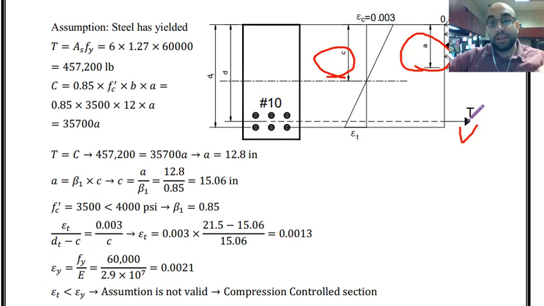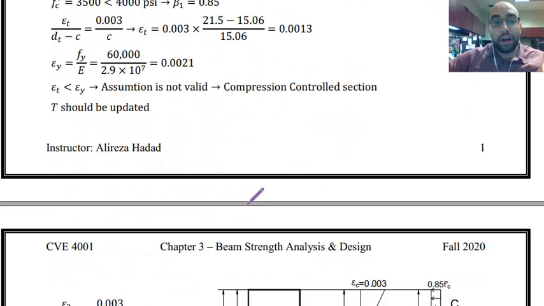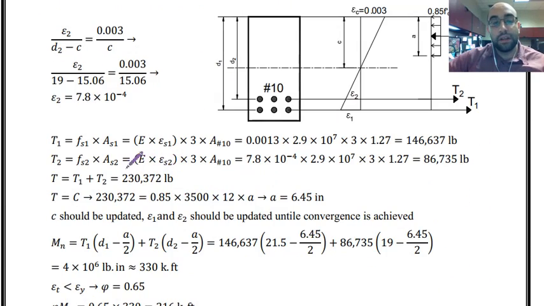We found that the steel has not yielded, which means all of these A and C values are not really the actual value. That's why if I want to accurately calculate all of these parameters, I mean A, C, and then the strain values, I have to continue this analysis. See, I found T1, T2, instead of saying T is equal to As multiplied by Fy, now I calculated these based on the strain values.